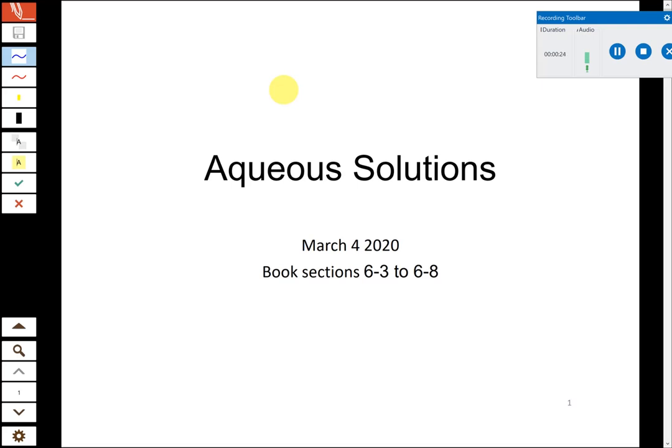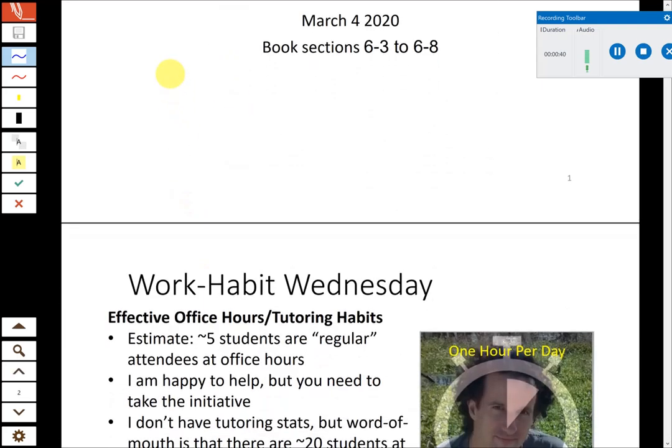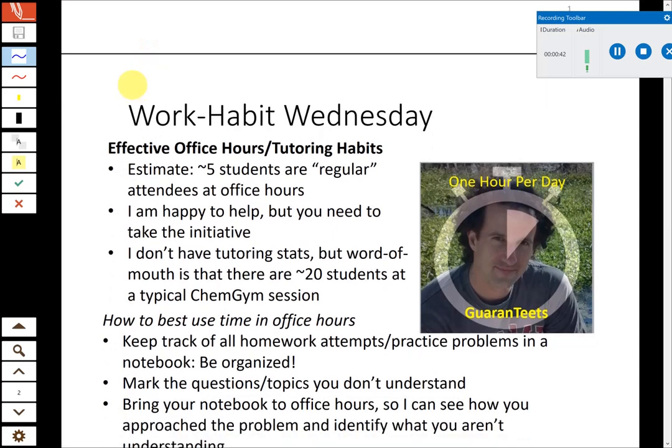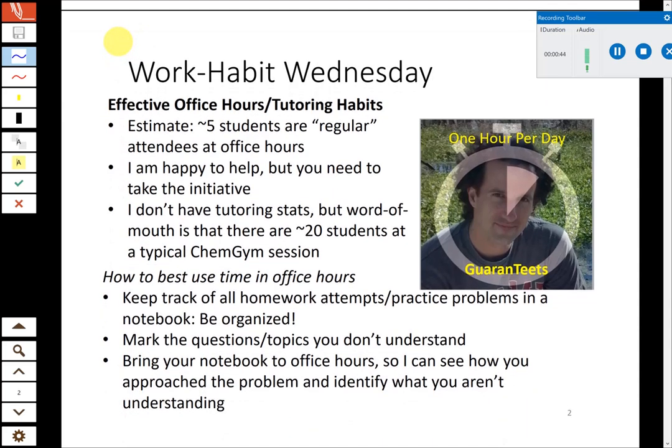So we've been introducing aqueous solutions as part of what Chapter 6 covers. As I hinted at the beginning, there are three types of chemical reactions in aqueous solution that we're going to talk about, and we'll talk about two of those today. Before we get into that, we're going to finish up a couple of topics related to molarity, and then I also want to go over today's work habit Wednesday, since it is Wednesday.